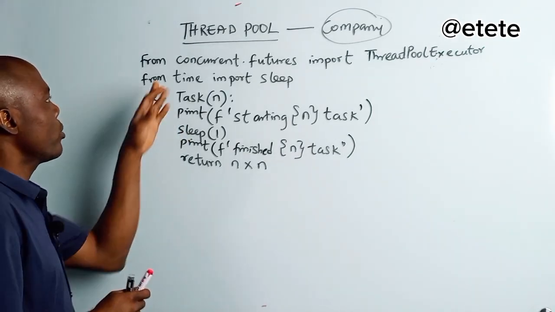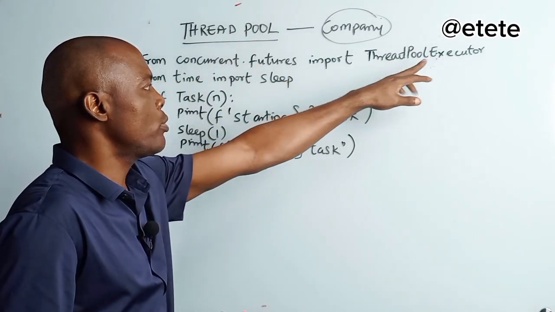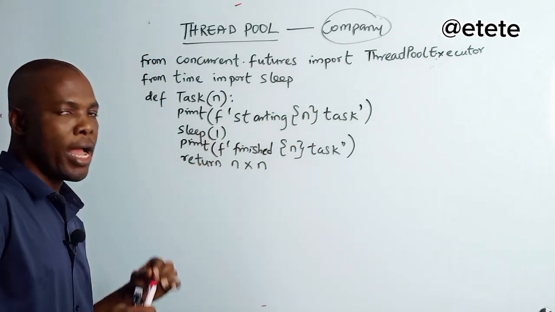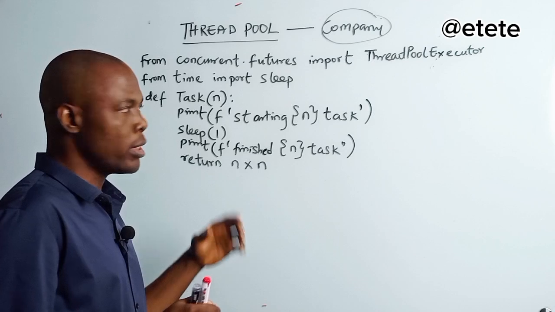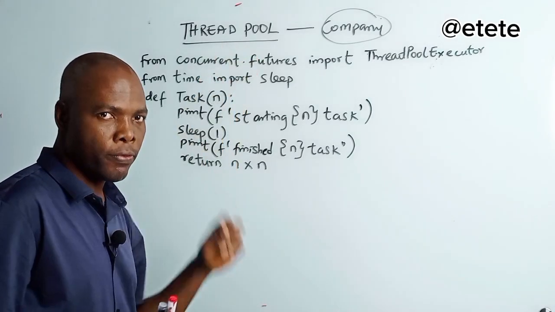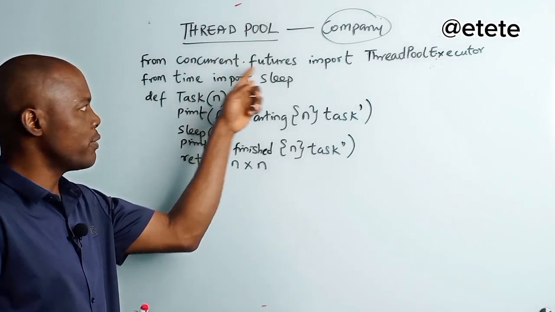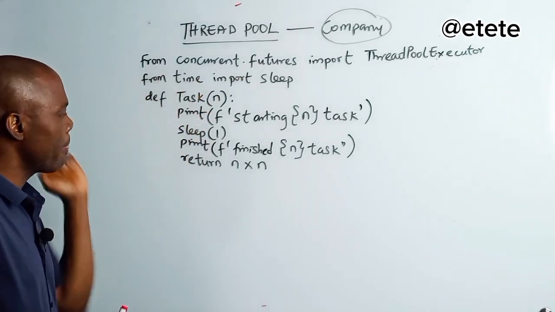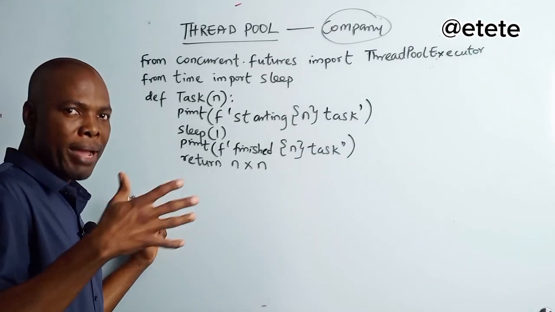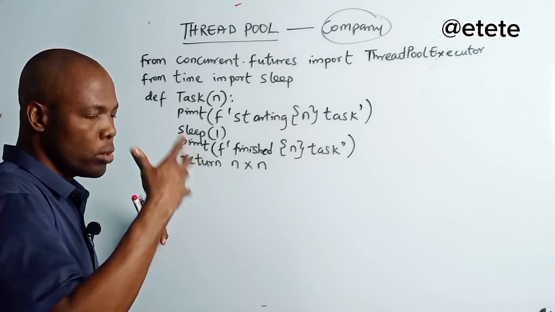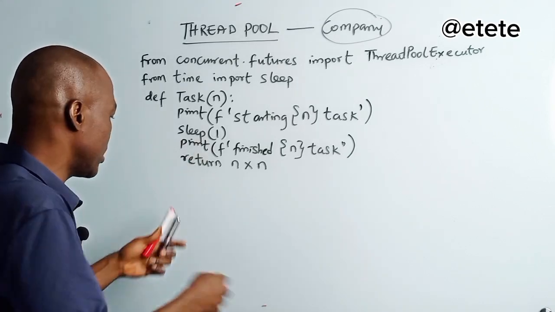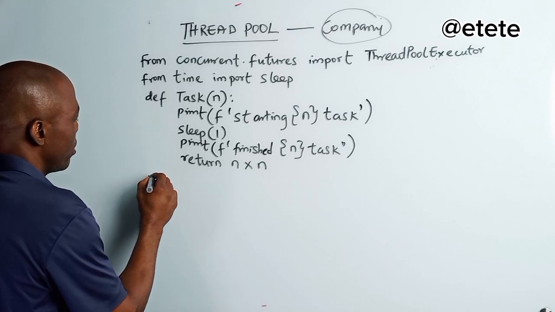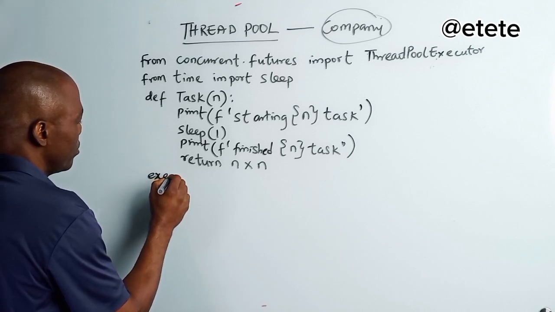All right. So I have imported my ThreadPoolExecutor, which is a class that I'm going to use to create my thread pool. I told you Python does not directly support creating a thread pool from the threading module, so it's a different module that we are using. I've imported my sleep from time. Then I want to create my thread pool. Creating a thread pool is creating a company. So I'm going to call my ThreadPoolExecutor, and I will call it executor.